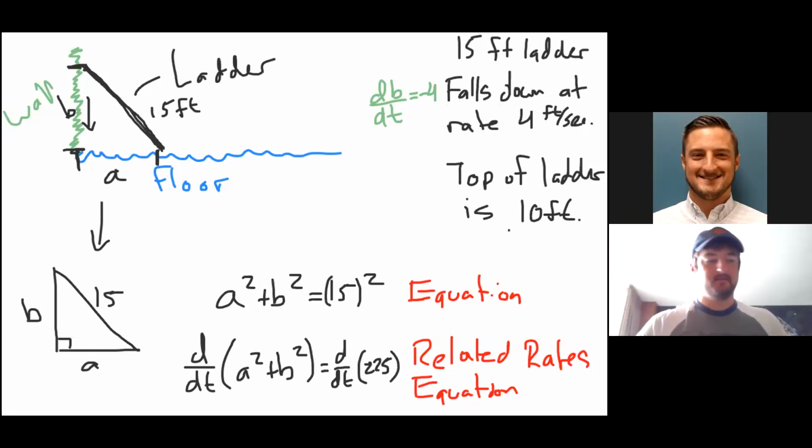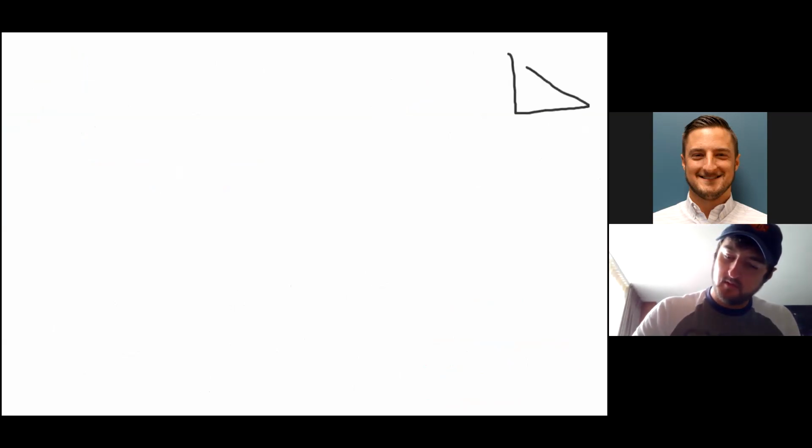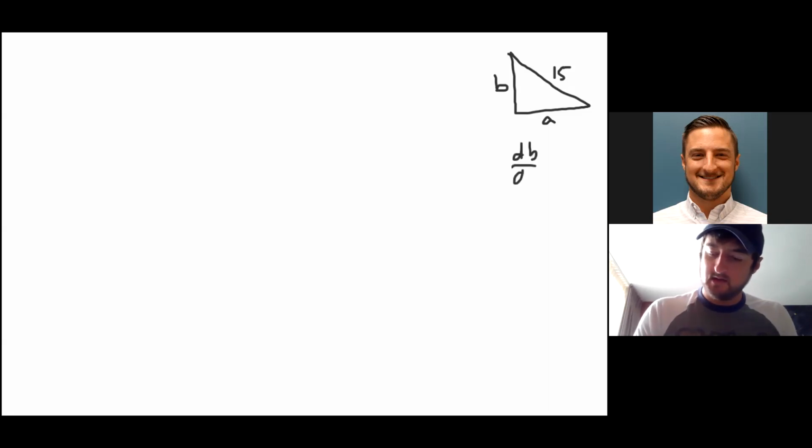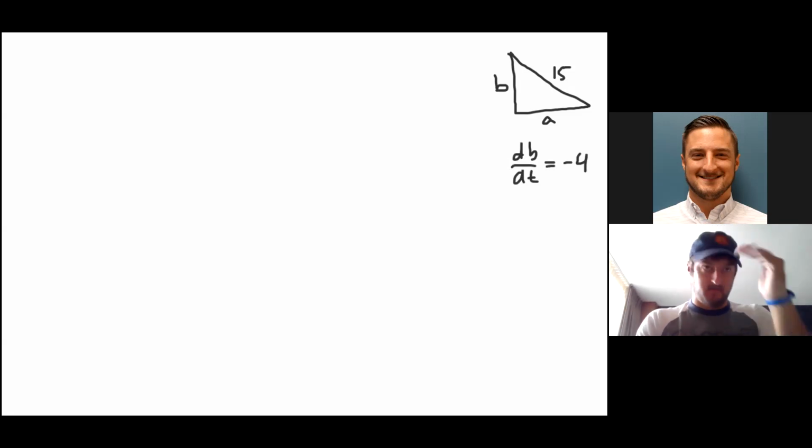Thank you. Awesome. So while we're in the recording, let's rewrite everything. So we said we have a triangle, with sides A and B, and the hypotenuse is 15 feet. We know how the height changes over time, which is -4 feet per second.